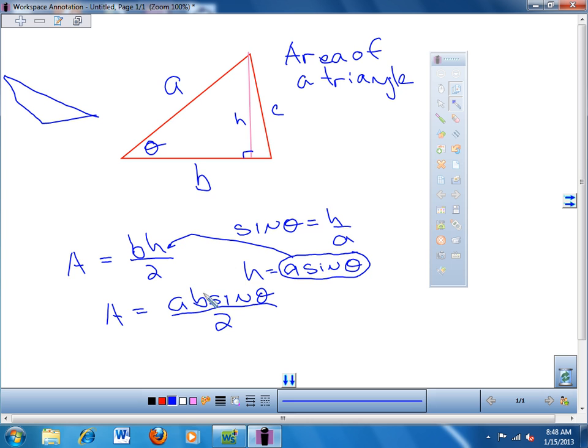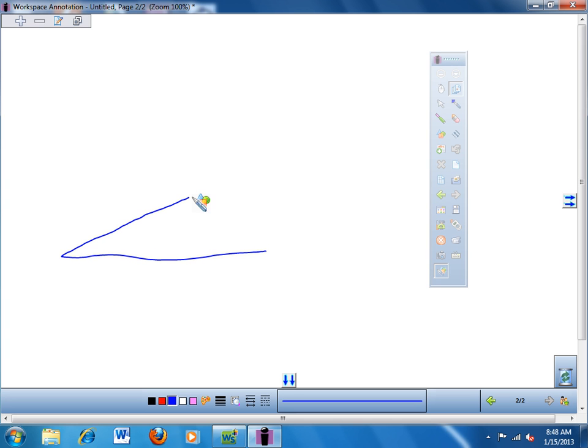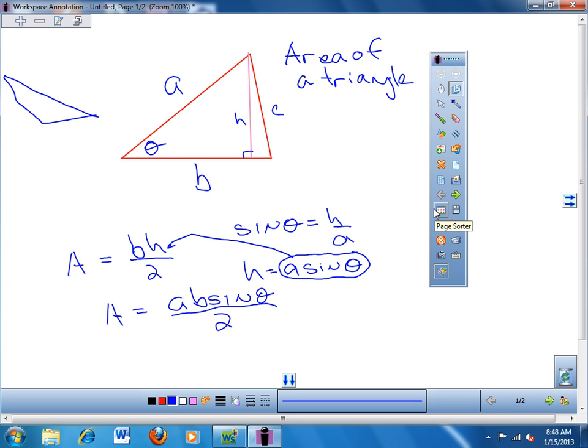So for instance, for an obtuse triangle, let's draw an obtuse triangle because it does work for obtuse triangles. Can you go back to the last page with that formula? Yeah. A, B, sine theta. So A and B are the sides surrounding the angle, and theta is the angle in between those two sides. Okay.